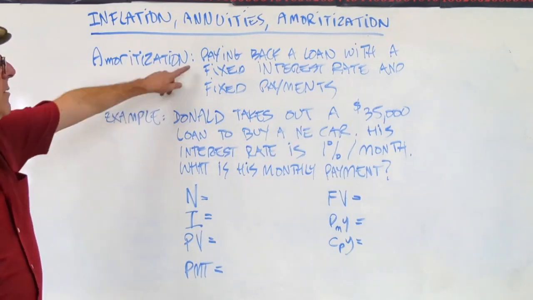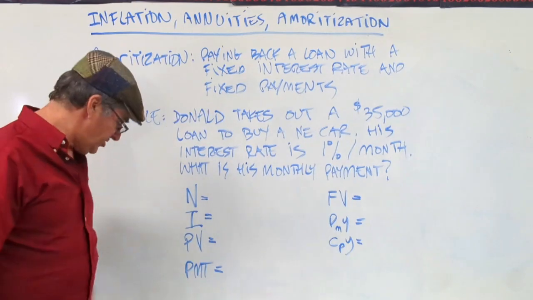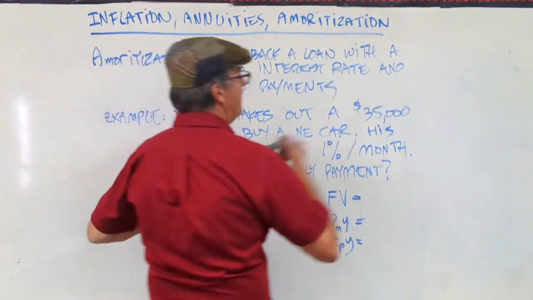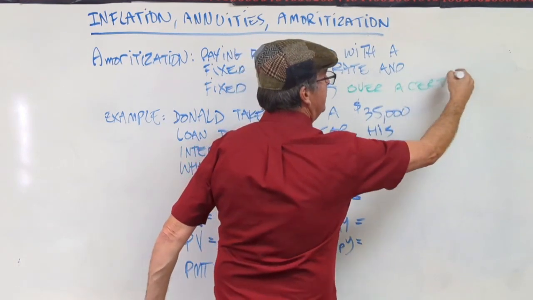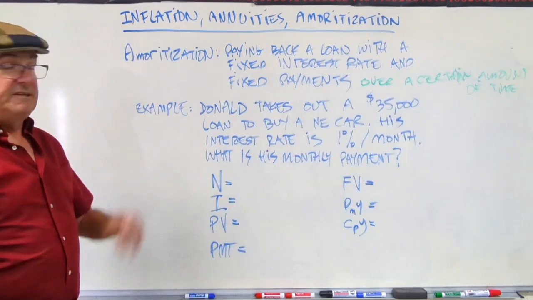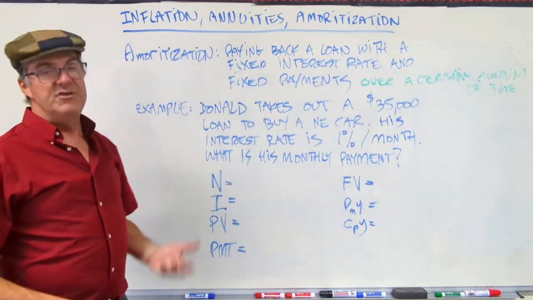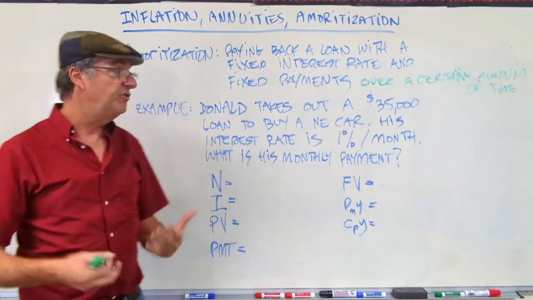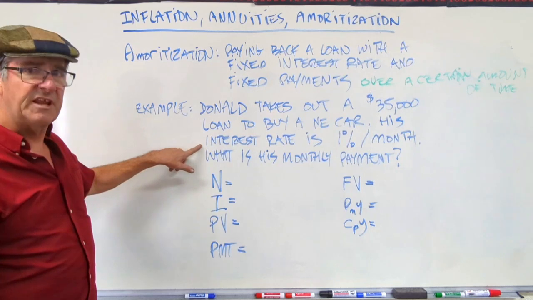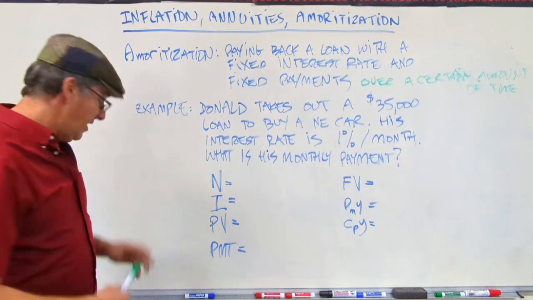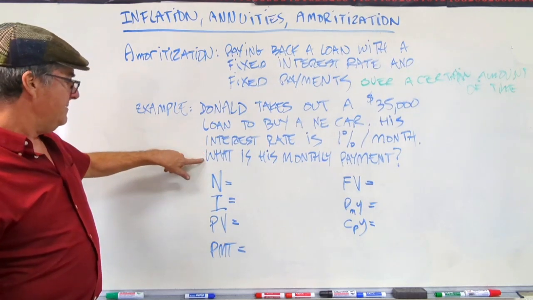So let's check this out. Paying back a loan with a fixed interest rate and fixed payments, and I should say over a certain time. So here's our example. Donald takes out a $35,000 loan to buy a new car, a very common thing that people do. His interest rate is 1% per month. A little bit different than the way we usually express interest rate, but very valid. And then what we're going to do is try to figure out his monthly payment.